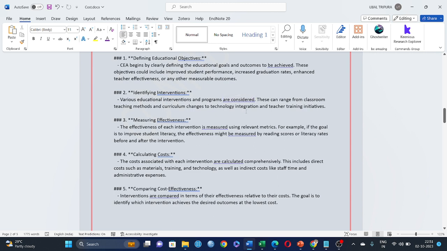After integration of ICT tools in classroom teaching, how is this implemented? Is there any problem? Is there any improvement, any benefit? This should be checked and evaluated. This should be assessed. And last, calculating the cost.